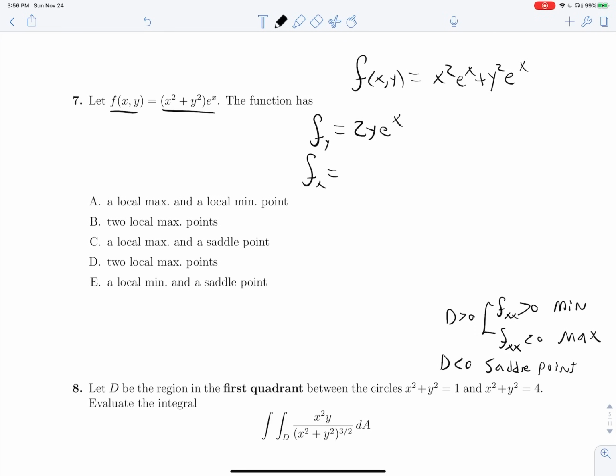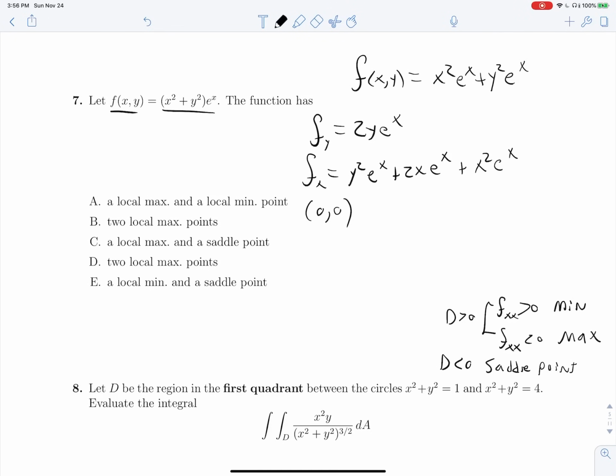And so fx is going to be y squared e to the x plus 2x e to the x plus x squared e to the x. And so this is going to get even more complicated once we have to take an fxx, but we're not there yet, so it's all good. Okay, so we need to figure out the points for which both of these guys are 0. Well, it looks like 0, 0 will do the trick. Everything's multiplied by either a y or an x. So 0, 0 works.